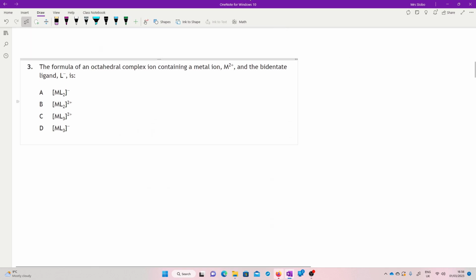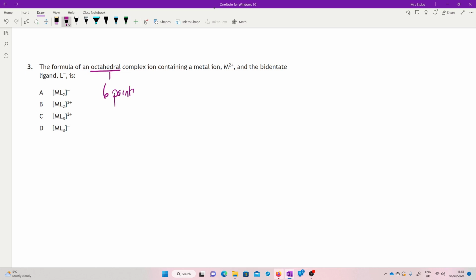Okay, question 3. The formula of an octahedral complex ion containing a metal ion M2+ and the bidentate ligand L- is. Now, I will fully admit that I had to look at this quite carefully. You have to be very careful about what you're reading here. So octahedral tells you that you have 6 points connected. That's what octahedral means, because we've got our kind of 4 in the centre and then up and down. Okay, so 1, 2, 3, 4, 5, 6 to get our octahedral. Not the nicest diagram, but okay.